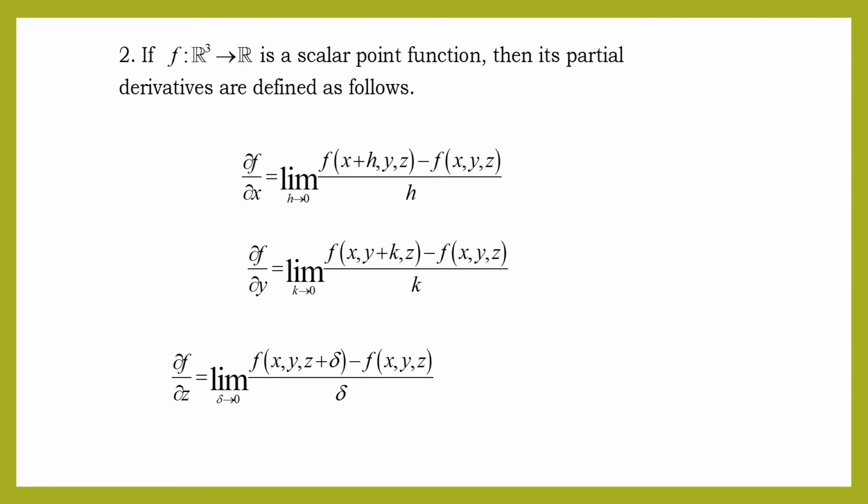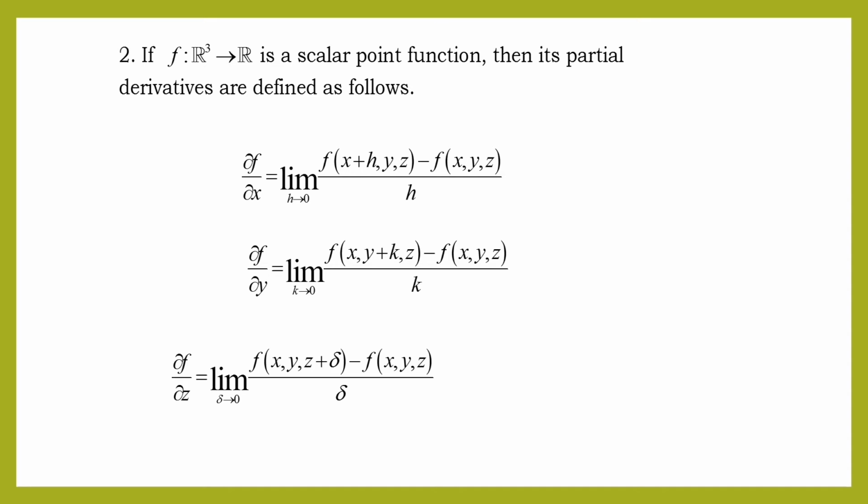Here we consider the next case. We consider a function from R3 to R. This is also a scalar field defined on the three-dimensional space. So there exist three types of partial derivatives: dou f by dou x, dou f by dou y, and dou f by dou z. The first partial derivative dou f by dou x is defined by limit h tends to 0 f of x plus h comma y comma z minus f of x comma y comma z upon h.